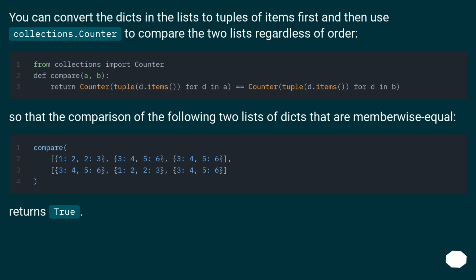You can convert the dicts in the lists to tuples of items first and then use collections.Counter to compare the two lists regardless of order. So that the comparison of the following two lists of dicts that are member-wise equal returns true.